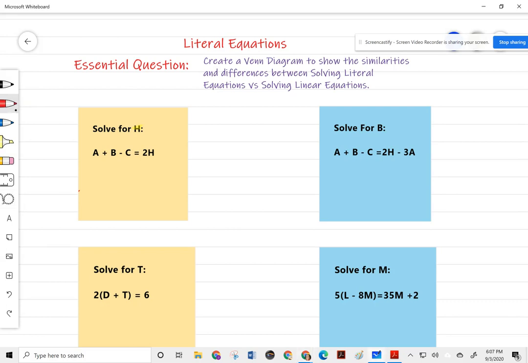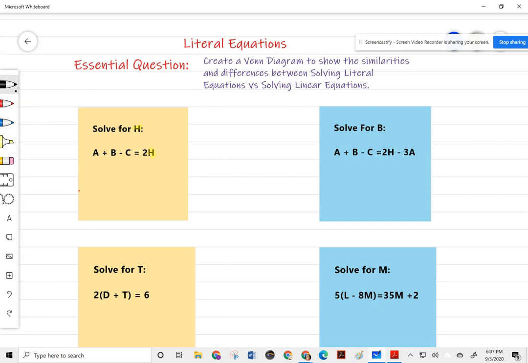One of the first techniques that I ask you to do is to make sure that you read and know which variable it is that you're solving for. In this case, we're solving for h. So I'm going to take my highlighter and highlight the variable that I want to solve.